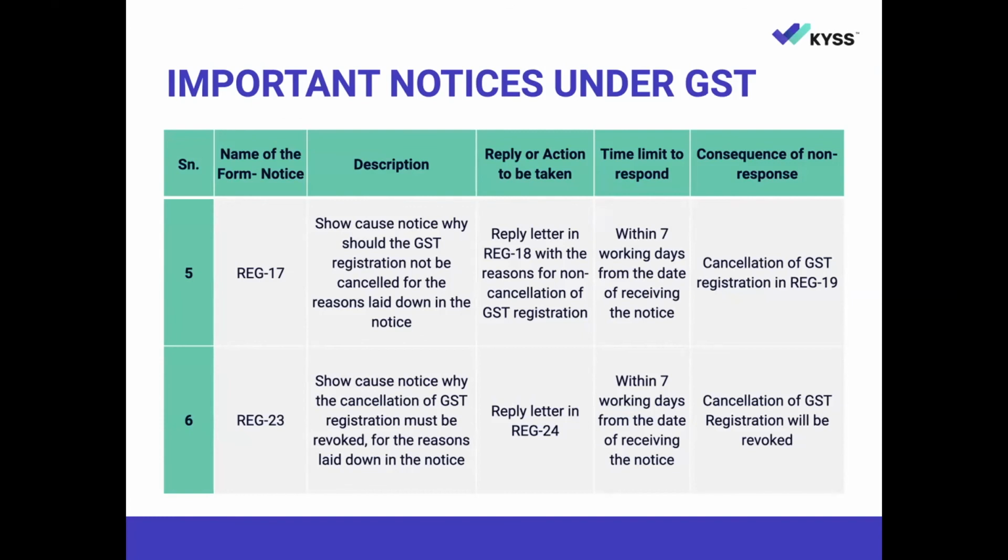The REG 23 is the reverse. If a GST is cancelled and the taxpayer has applied for revocation of that, for basically renewing his GST after a cancellation, the department can again send a show cause notice asking why the cancellation must be revoked, why the cancellation must be removed. And that is the REG 23. Again, 7 days time is given. And if the taxpayer is able to give a valid response to this, the cancellation will be removed and the GST number will be given back.